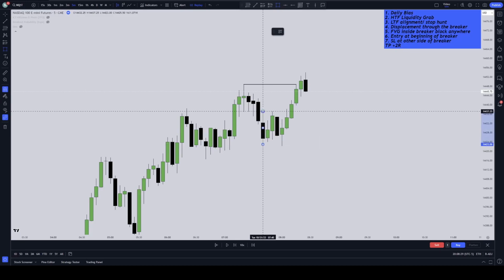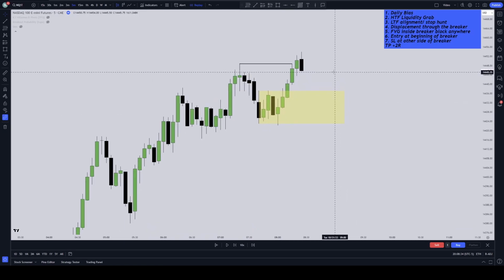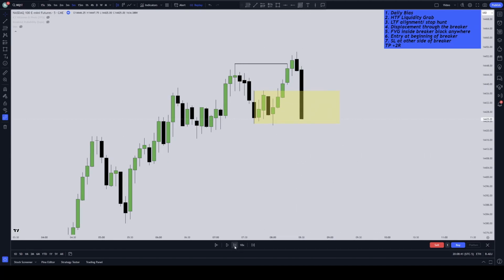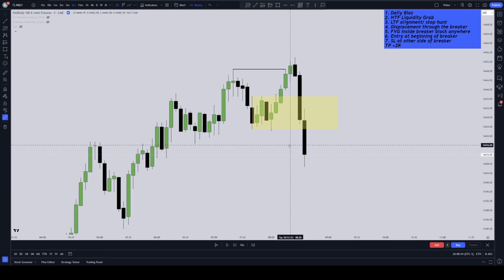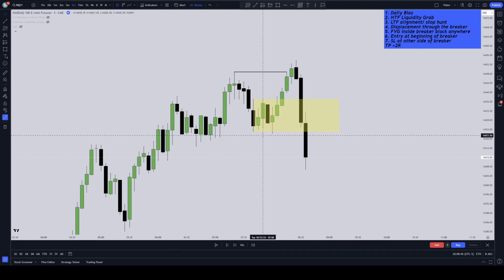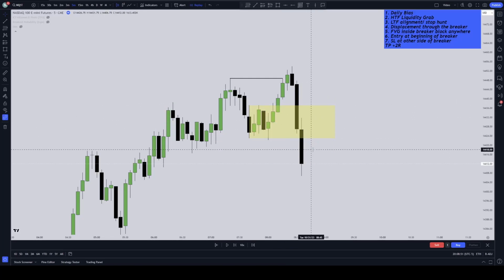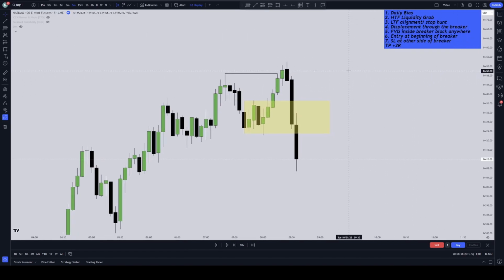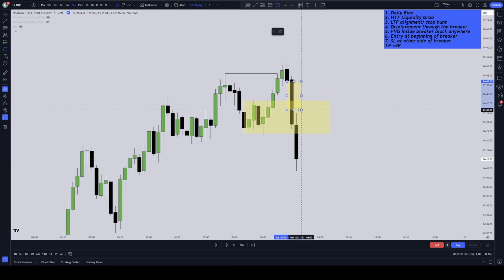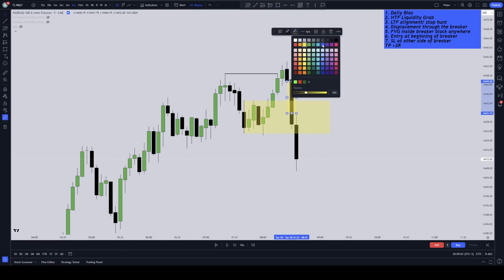So we will grab here to here, and it's the whole candle. So we're going to need price to do what? Displace through the breaker. So we need it to strongly push through that. So let's see what happens. There it is. And we need it to close below it. So it closed below the breaker. We have strong displacement. Now we need a fair value gap, any fair value gap, to be inside of that breaker block. Do we have that? Yes. Right here we have a fair value gap.